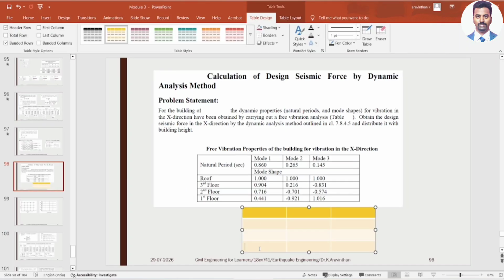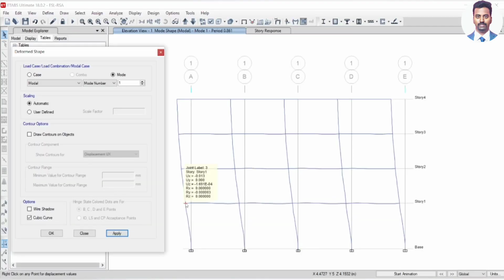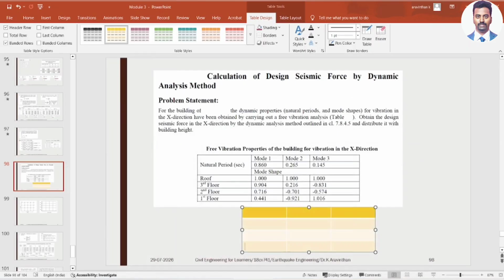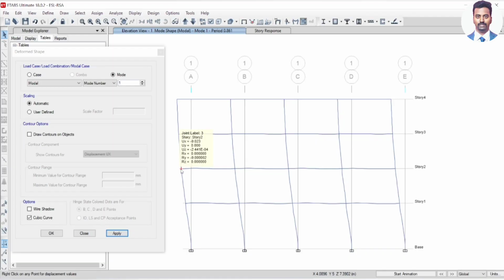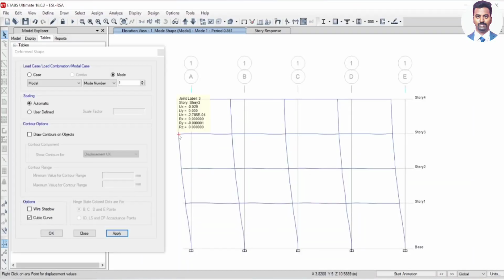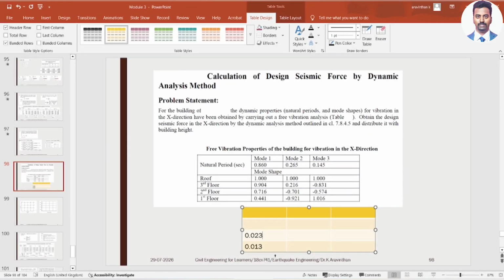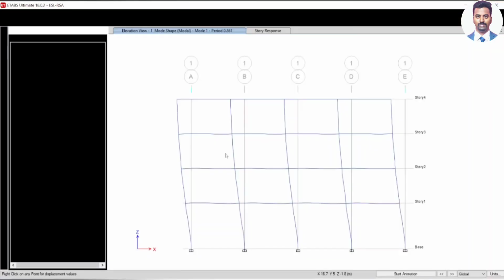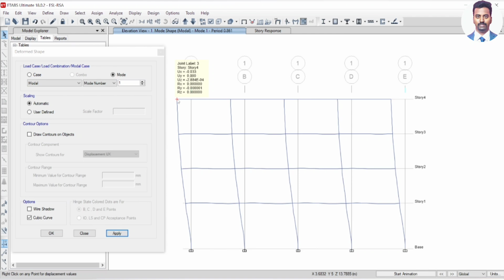Our first value is 0.013. Second value 0.023. Third value 0.029. And fourth value is 0.033.